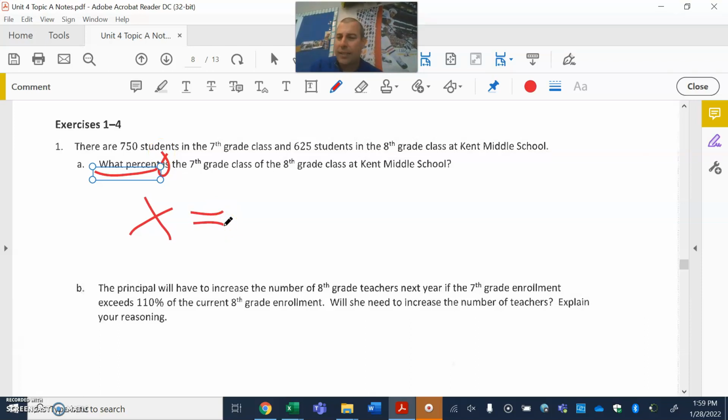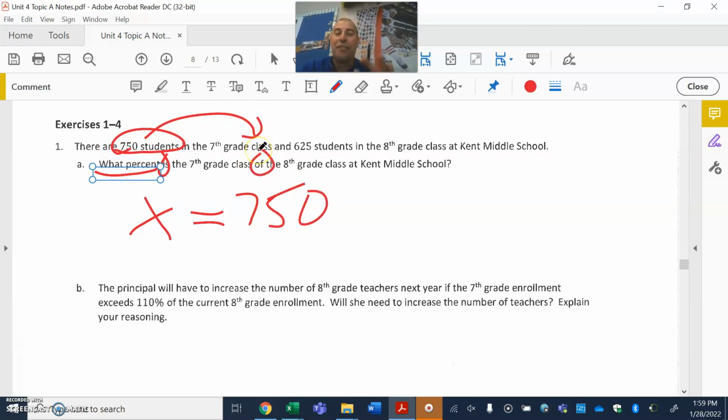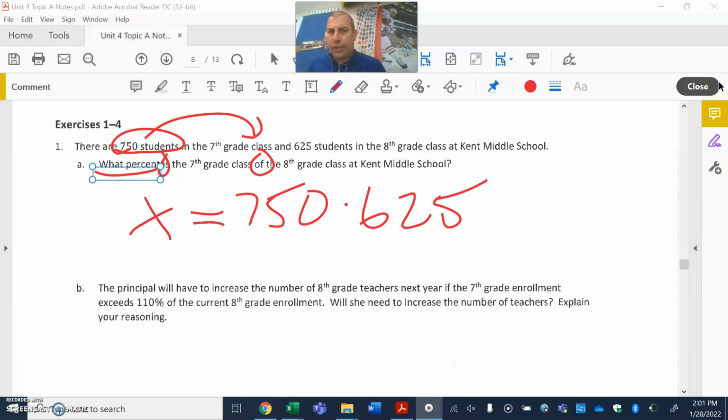7th grade class. Do we know how much is in the 7th grade class? 750 students are in the 7th grade class. So I can put in 750. Of means to, yes, multiply. And then 625 students are of the 8th grade class. All right. Now, here's the thing. What percent is 7th of the 8th grade class? Okay, so let's look at what we've got set up here. 750 times 625. That's not going to give me the percentage.